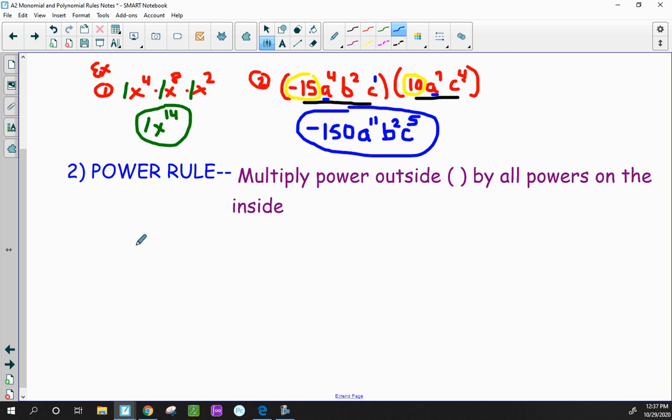Power rule. You're going to multiply the power outside by all the powers on the inside. So we're going to do a few examples here. Make sure you're writing it all down. So let's start off with a simple one. Let's do y to the 12th. We're going to put parentheses around that and then a big 3 on the outside.